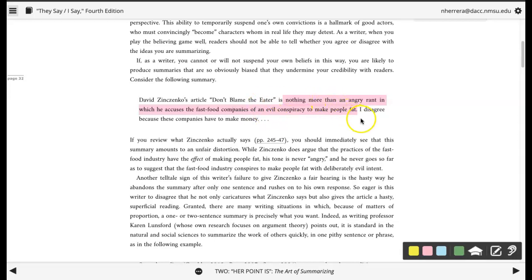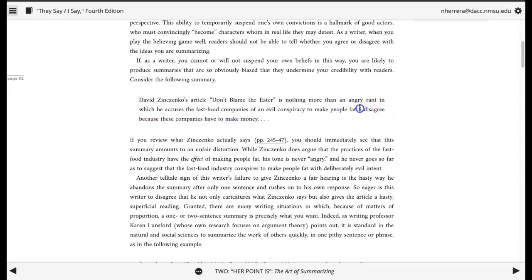And also, if you notice, right here, they begin to tell us that they disagree. However, this is not something you want to do because, well, you disagree with David Zinczenko, but you haven't given us any information about what the article is about. So essentially what's missing right here is we are missing the summary. Right here is where you should tell us the main points of the article, and then you can tell us if you agree or disagree.